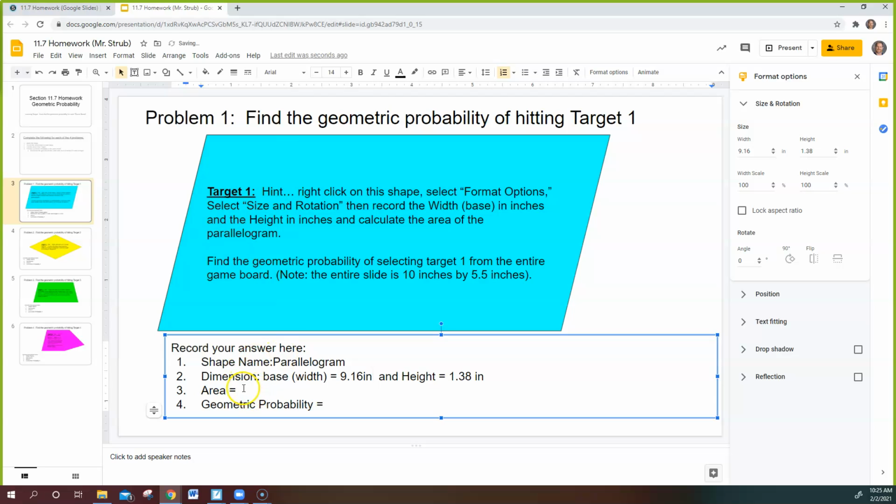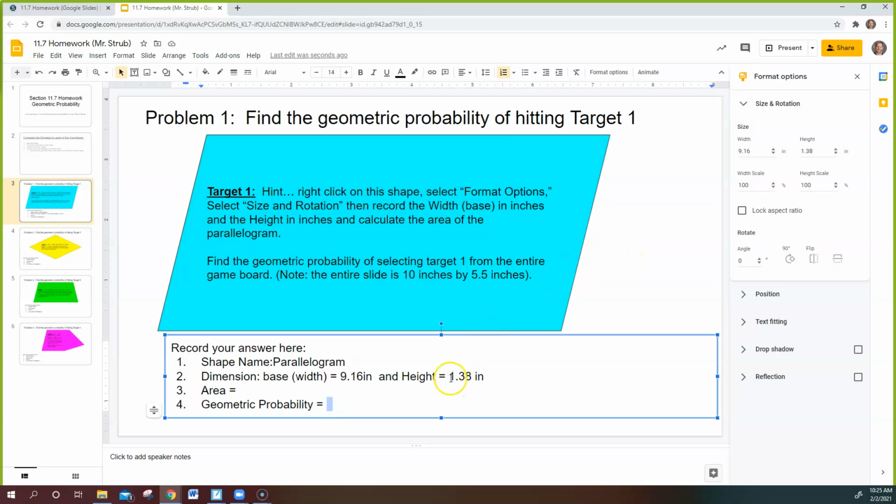Okay? And then you're going to calculate the area. And then your geometric probability, you've got to calculate that. And you can give your answer as a decimal or percent. I wouldn't do a fraction because these aren't going to be super friendly. But then you can go from there.